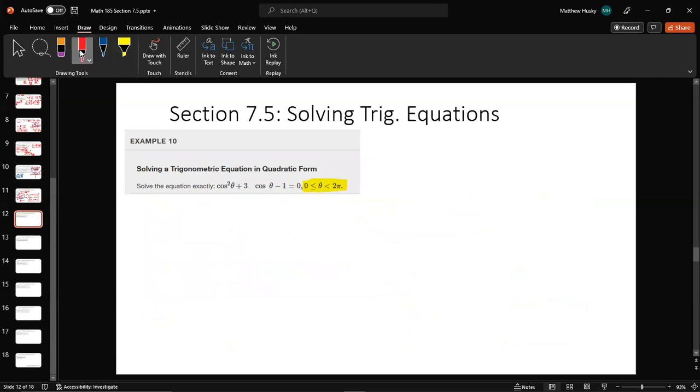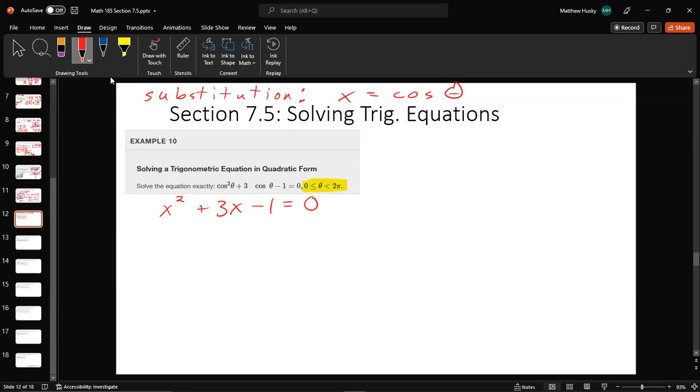Now, this problem probably looks a little intimidating at first. What we're going to do is a substitution to make our lives easier and maybe turn this into something that we recognize. Let's pick our favorite variable x and set x equal to cosine theta. So what's this problem going to turn into? Instead of cosine squared theta, this is x squared. Instead of 3 times cosine, it's 3 times x. And then minus 1 equals 0.